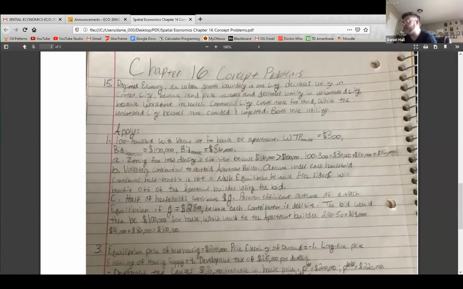So half of the households contribute the dollar amount, which is little g. The Pareto efficient outcome is a Nash equilibrium if G equals $280 because the contributor is decisive. So that means the bid would then be $100,000 for a house, which would tie the apartment builder. I got that because I did 280 times 50, because it said half of them were contributing the $280, and there's 100 households, so 100 divided by 2 is 50. That equals $14,000. And if you add that to the $86,000 original bid, you get $100,000. Does that make sense?